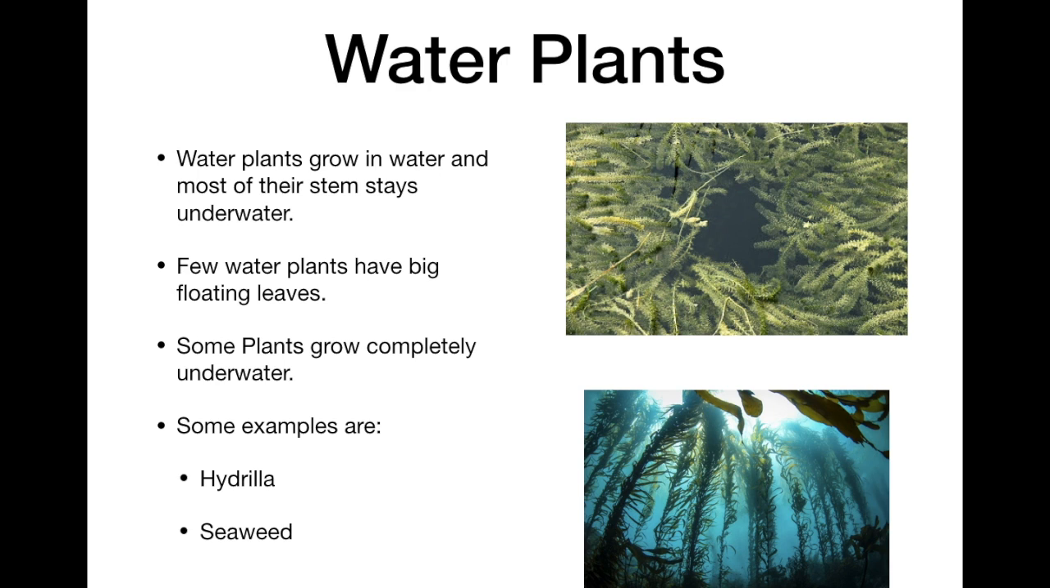So if you look above, that's hydrilla. That actually grows in a lot of lakes. Some people will plant those in like an aquarium, different things like that. And then below are seaweed. Seaweed grows in the ocean, and as you can see, it grows really tall, and it's a really healthy food for you. So that wraps it up.